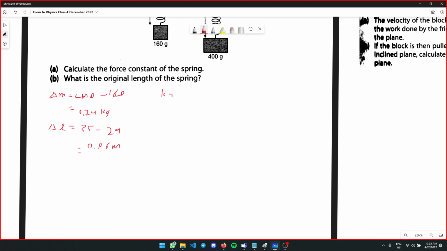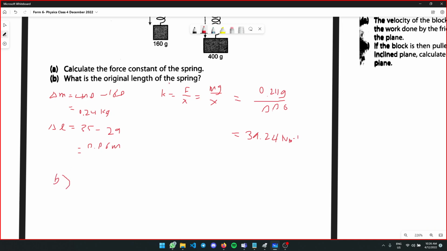So what do you do with this? Hooke's law, k equals F over x, or in this case, mg over x. So that would be 0.24 times g over the change, 0.06. We'll get 39.4, I'm sorry, 39.2. This will be the spring constant, in N m^-1.